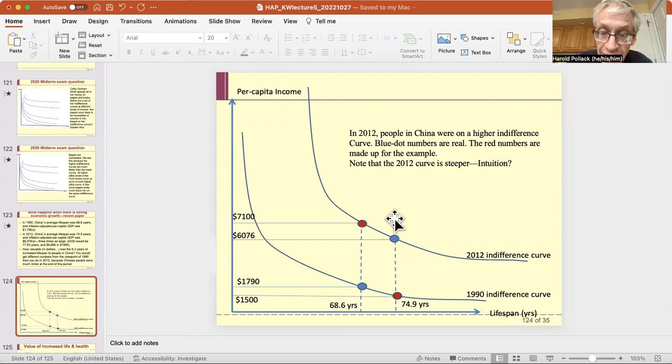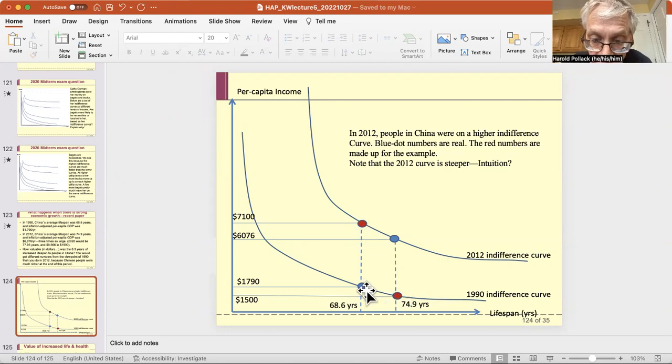And the way that you could ask that question is, how much money would I have to pay you to get you back to 68.6 year life expectancy for you to think that it's worth it? And the 2012 person says, you'd have to pay me a lot of money. These are obviously made up numbers. You have to pay me a lot of money.